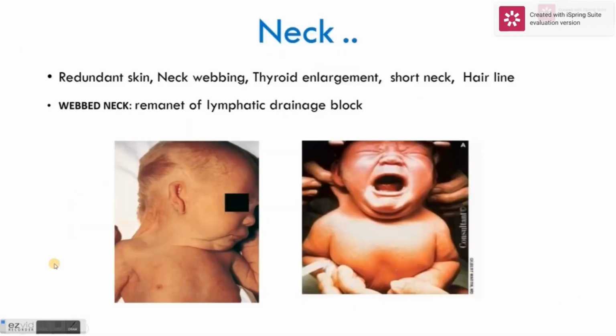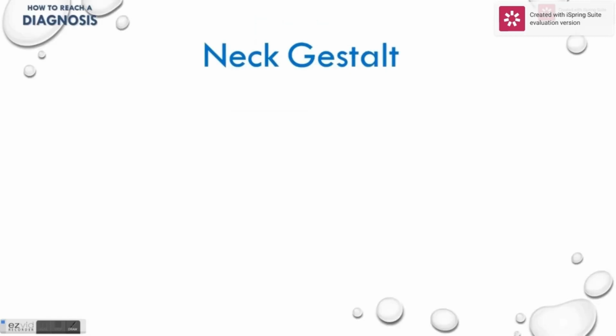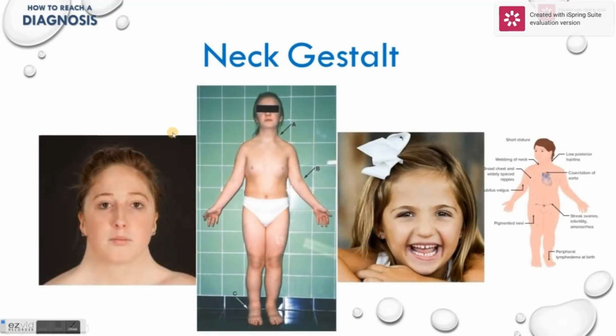Now go to the neck. You just see short neck or webbing of the neck. Maybe you can see thyroid enlargement or branchial cyst, posterior hairline. For example, neck gestalt. You just look at the neck, then you make a diagnosis. Like in this photograph, this lady is short and has webbing.